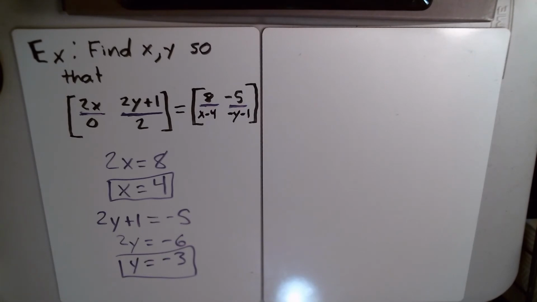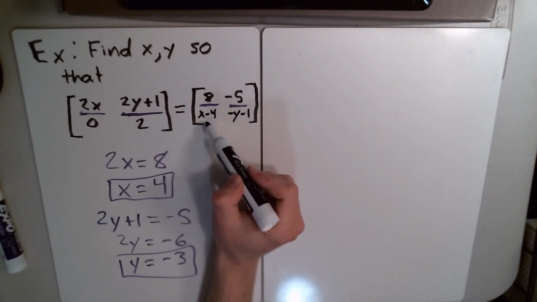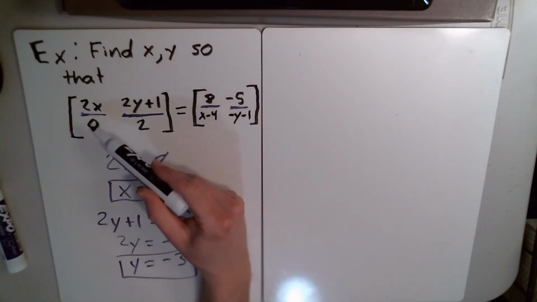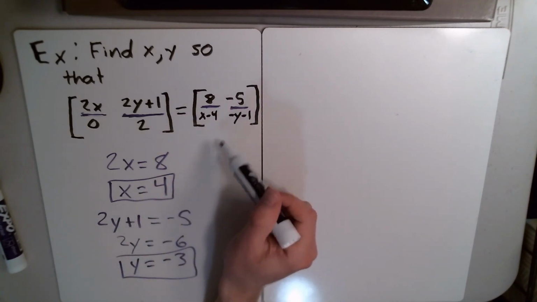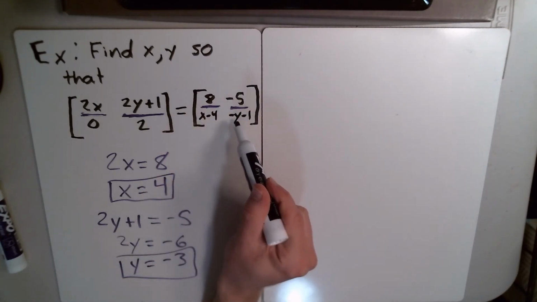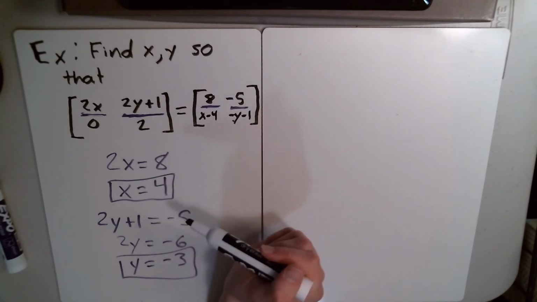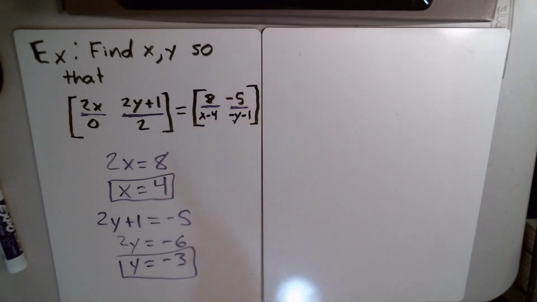Okay, now what I should check here is that the other entries work as well. So 0 is right here on this matrix. Is that the same thing as x minus 4? Well, we figured out x was 4, so 4 minus 4 is 0, so that works. And then y is negative 3. When we plug in negative 3 for y here, negative of negative 3 is positive 3, minus 1 is 2. So these are the same matrix when you use x is 4 and y is negative 3.